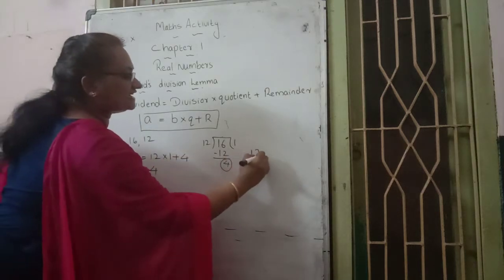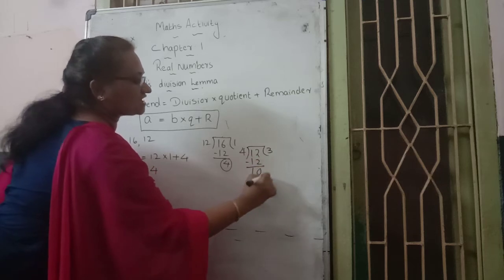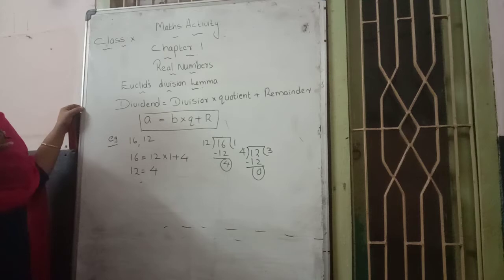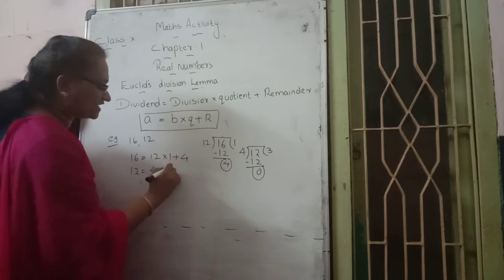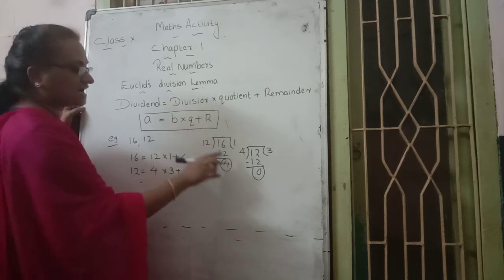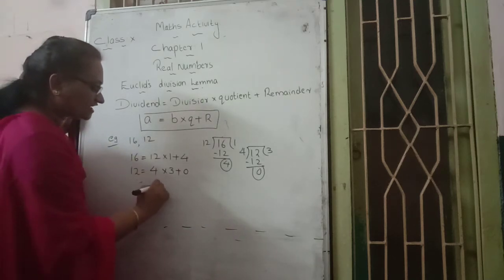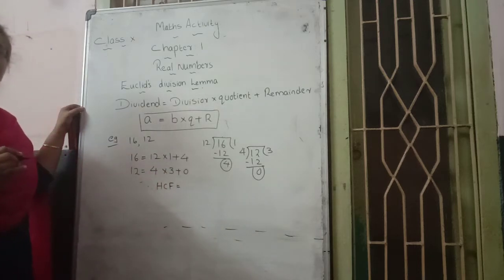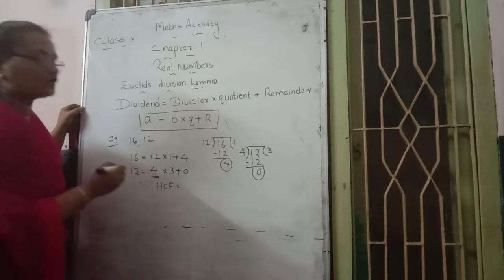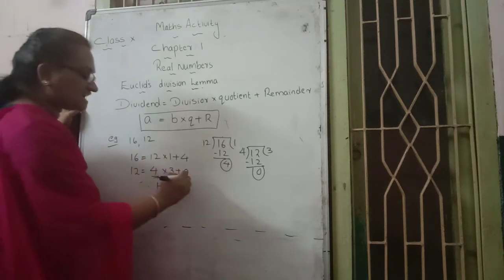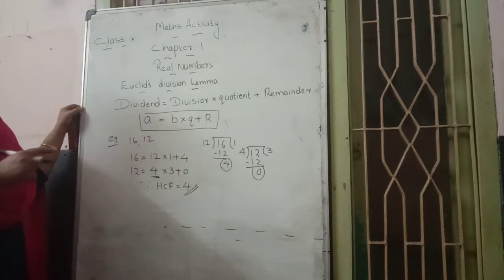Meaning 12 is divided by 4. 4 threes are 12, so the remainder is 0 and the quotient is 3. So Q is 3 and R is 0. What can we conclude? The number by which we divide when the remainder becomes 0 is the HCF. Therefore the HCF of 16 and 12 is 4.